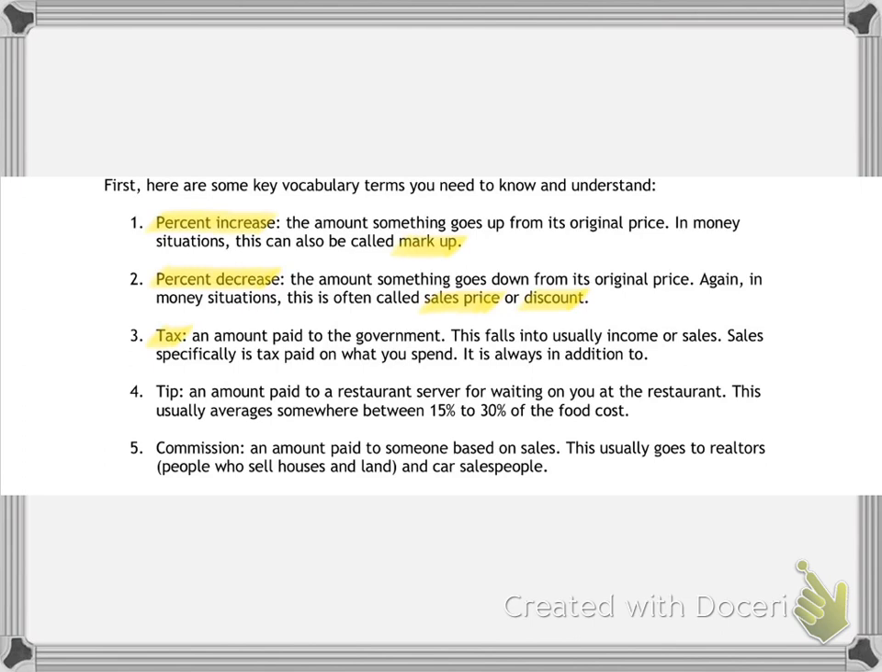Three, tax. This is an amount paid to the government. This falls into usually income or sales. Sales specifically is tax paid on what you spend. It is always in addition to. They don't ever give you sales tax back, typically. Tip, which is an amount paid to a restaurant server for waiting on you at the restaurant. This usually averages somewhere between 15 to 30% of the food cost. And finally, commission, which is an amount paid to someone based on sales. This usually goes to realtors, people who sell houses and land, and car salespeople.